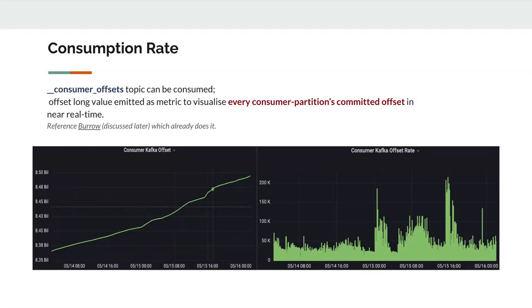Okay. The topic __consumer_offsets, which we discussed a couple of slides ago, can further be consumed by the same Kafka cluster with a dedicated consumer. Values are written to a time series database like Prometheus and visualized on Grafana like this. This offset, a long value, can be emitted for every topic, for every consumer of a topic, down to its individual partition. There are tools available, both open source and paid, that do all of this for us, and we can visualize true consumer offsets and consumer rate on a time series basis. We are going to discuss one such tool next.